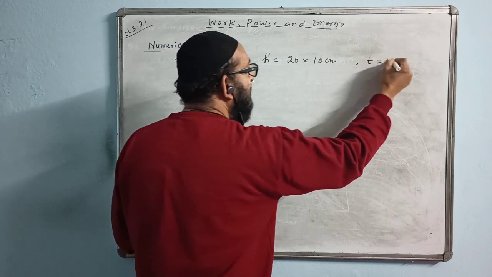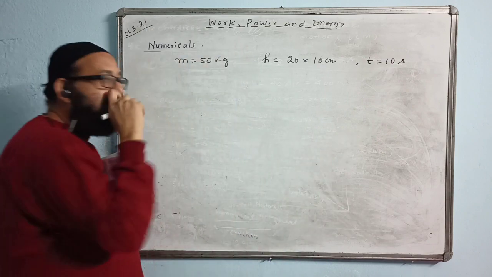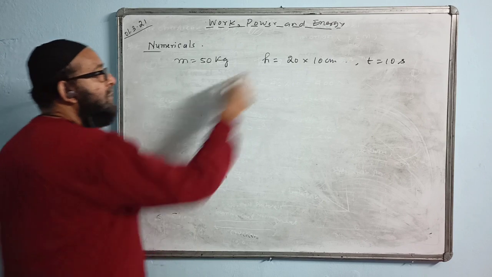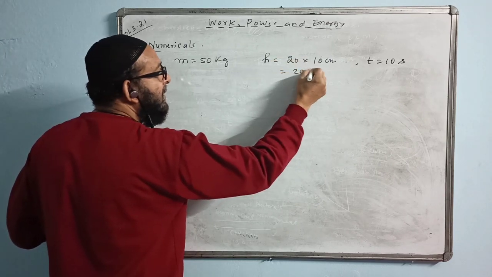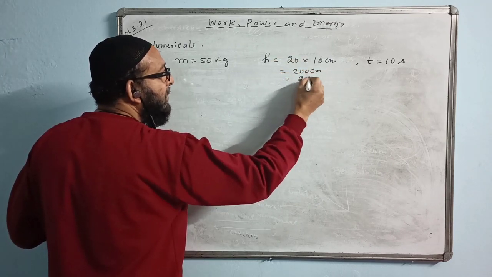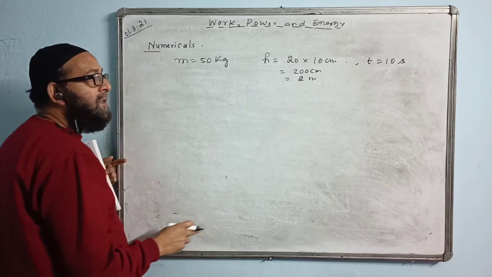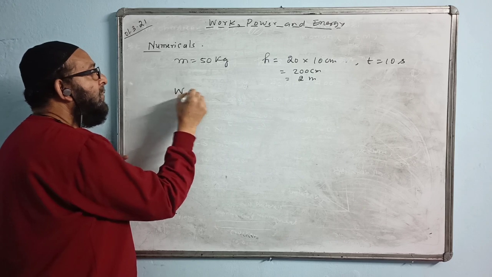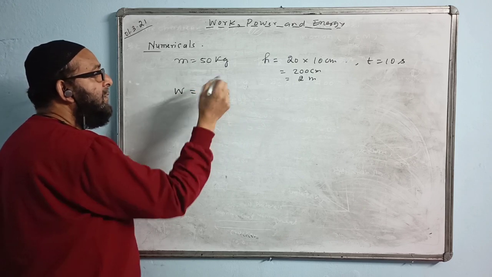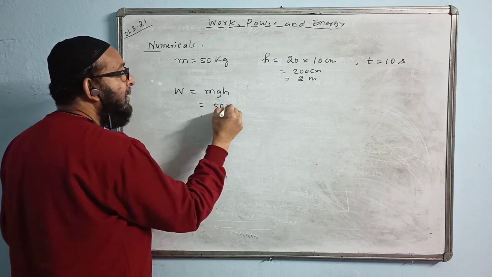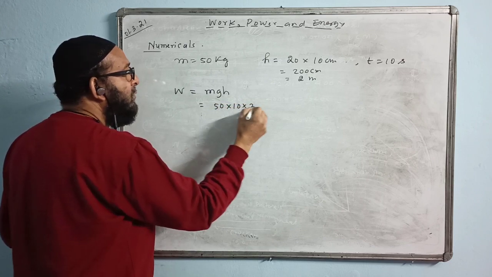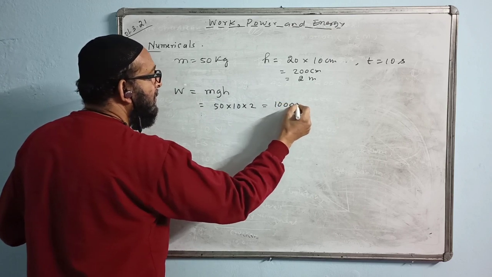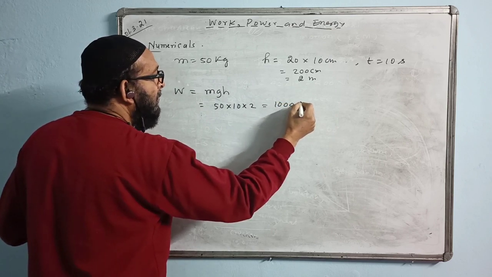Timing is given 10 seconds. Question is asking, find the power developed by the boy. Find the power. So this height is 200 centimeter, we will change it into meter, dividing by 100, will be 2 meter. Now changing to meter, then we have to find work. Work formula will be mgh because he is climbing the height. Mass is 50, g is 10 and height is 2. The answer is 1000 joule.